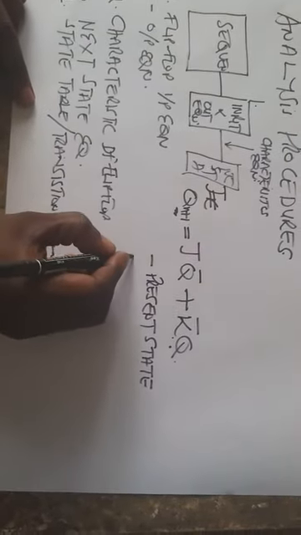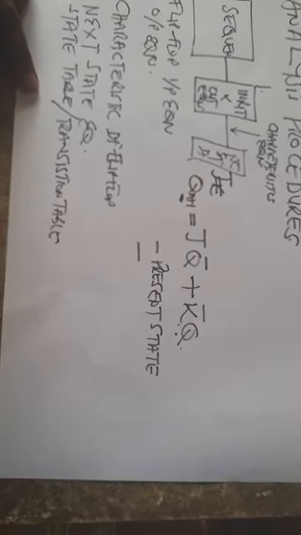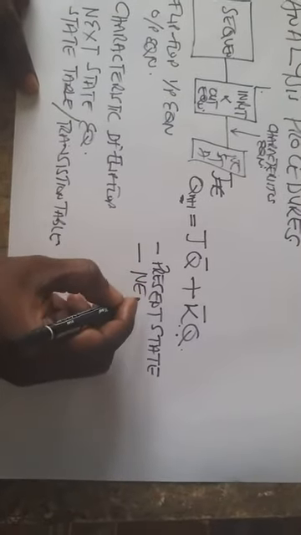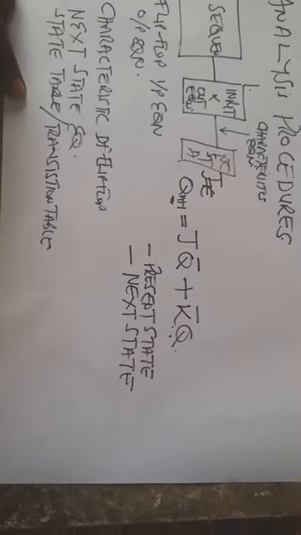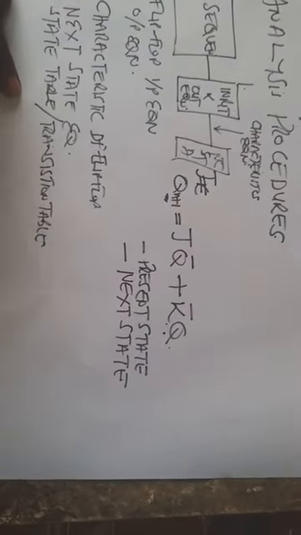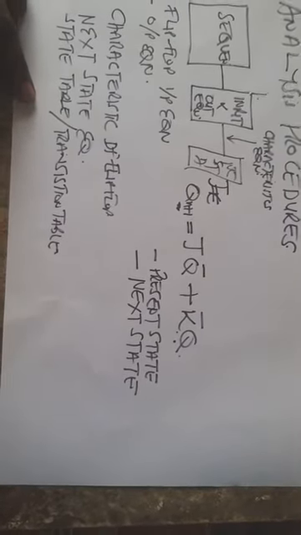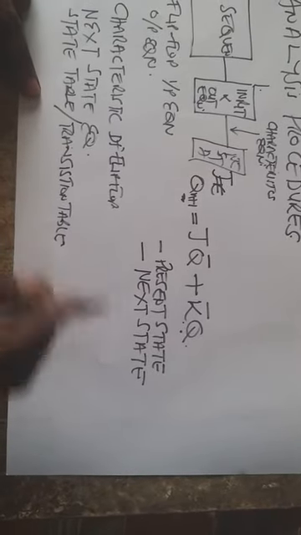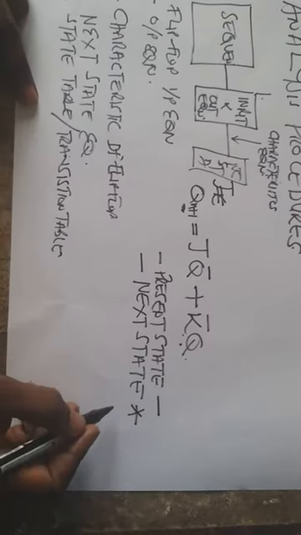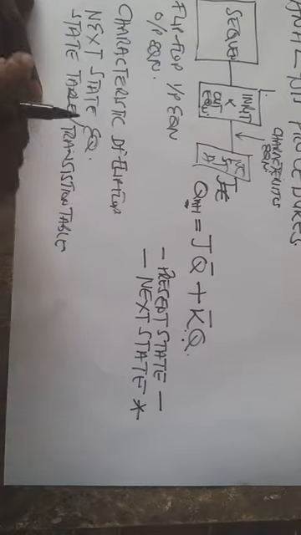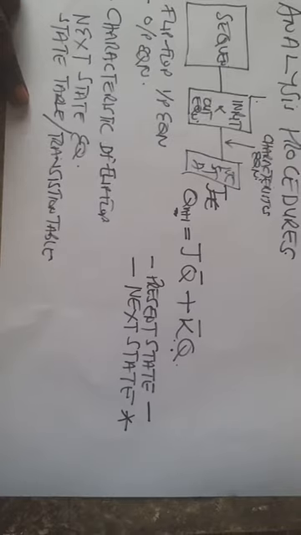Then the next on the state table or transition table is the next state. Now, the next state shows the state of the flip-flop after the clock pulse. Remember, the present state is before the clock pulse. The next state is after we have applied our clock pulse. What will be the state of the flip-flop?